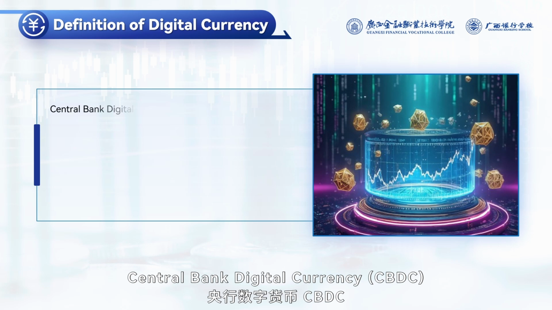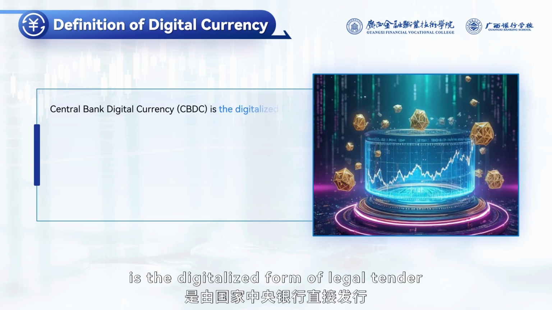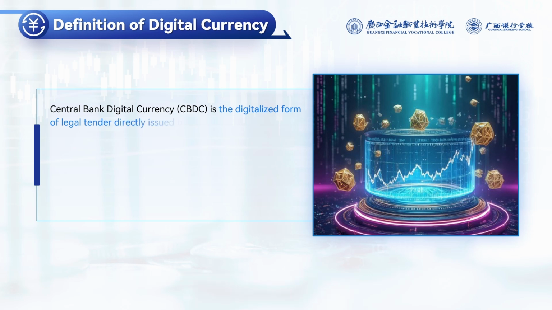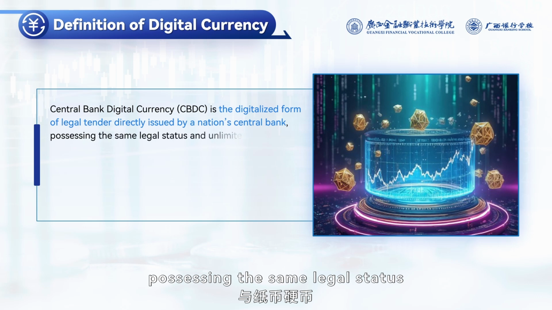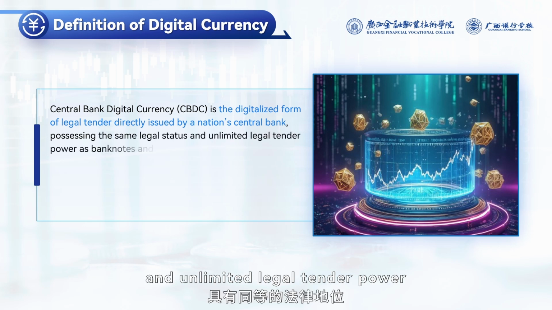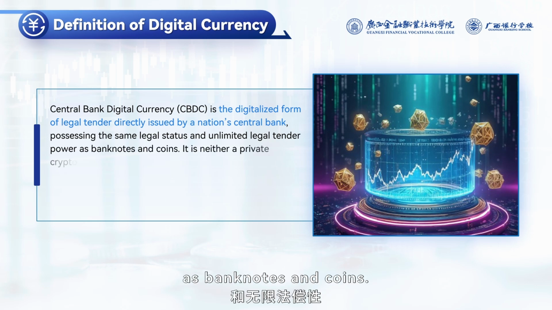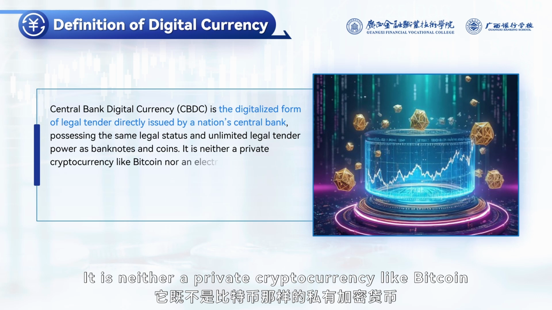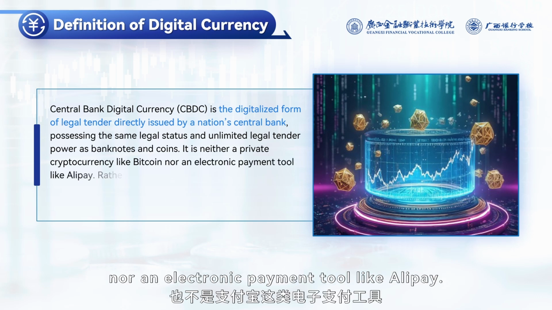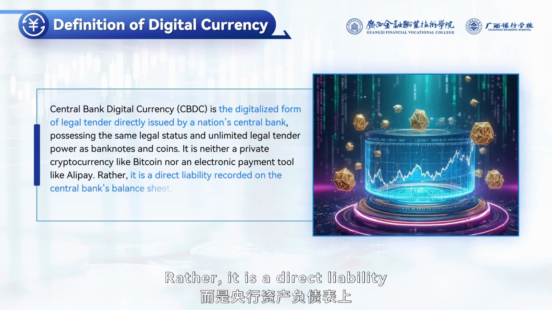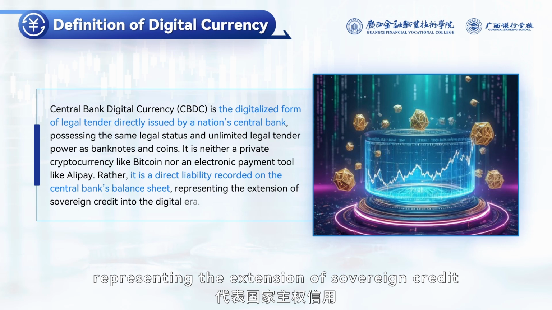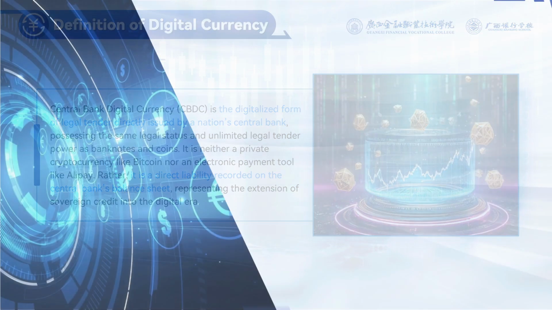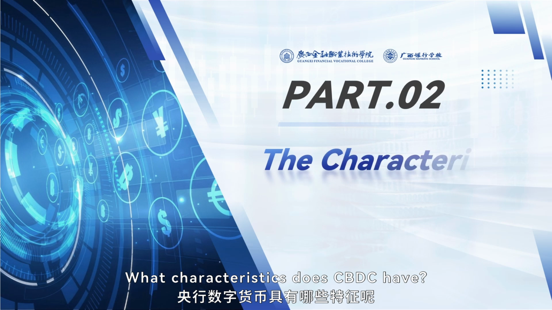Central Bank Digital Currency, CBDC, is the digitalized form of legal tender, directly issued by a nation's central bank, possessing the same legal status and unlimited legal tender power as banknotes and coins. It is neither a private cryptocurrency like Bitcoin, nor an electronic payment tool like Alipay. Rather, it is a direct liability recorded on the central bank's balance sheet, representing the extension of sovereign credit into the digital era. What characteristics does CBDC have?